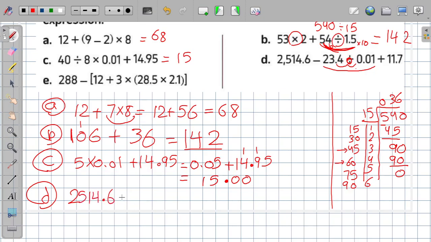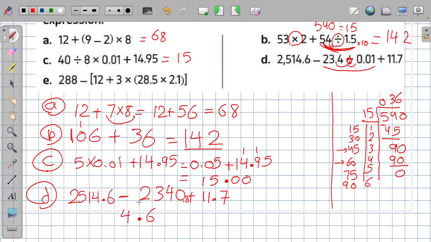2514.6 minus the result of the second operation, which will be 2340 plus 11.7. Okay, so first let's do the subtraction operation. So here I have the decimal point, and next to it I have 0. So 6 minus 0 equals 6. I will put the decimal point. 4 minus 3 minus 0 equals 4.